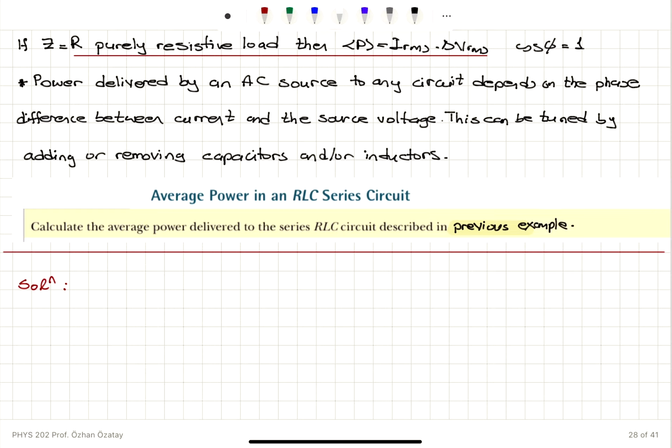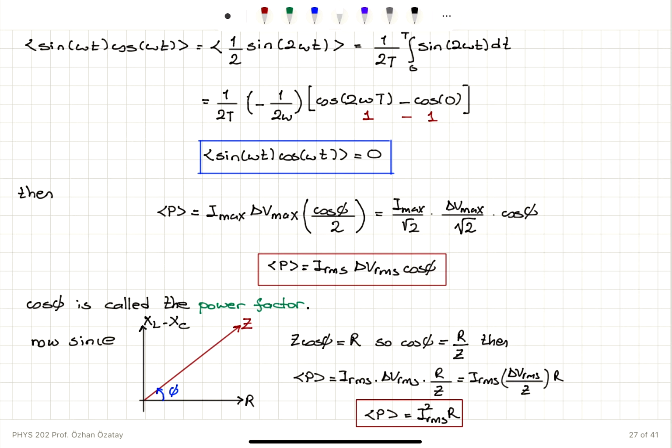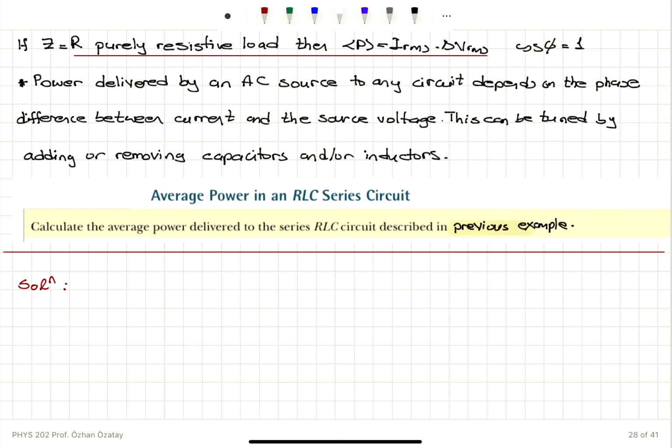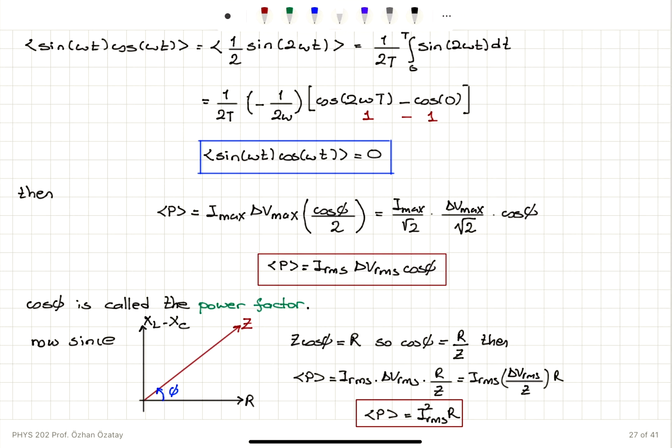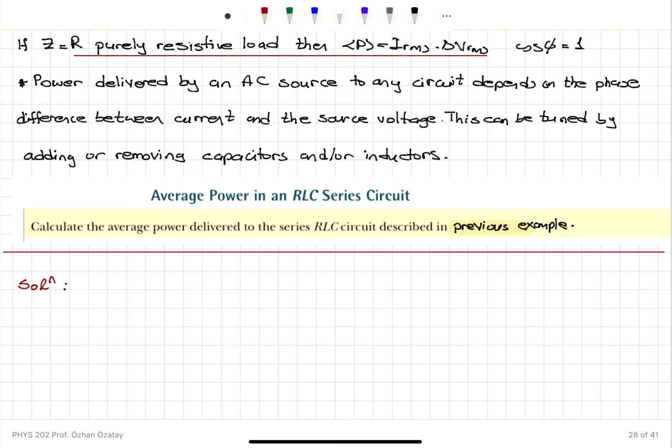Now, if Z is equal to R, this will be a purely resistive load and cosine phi will be 1 because phi will be 0. Then this will be just I RMS times delta V RMS. So you can see that the power delivered by an AC source to any circuit depends on the phase difference between current and the source voltage. This can be tuned by adding or removing capacitors and or inductors. So because cosine phi is something I can change by adding inductors and capacitance, that's something I can vary.